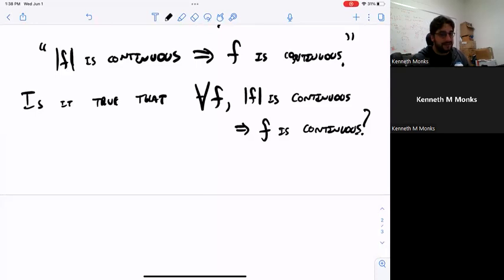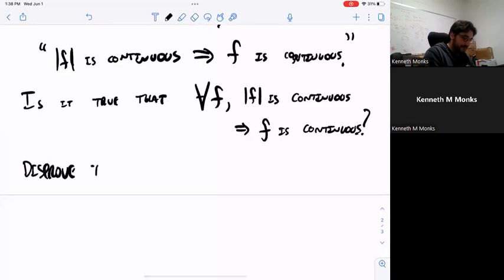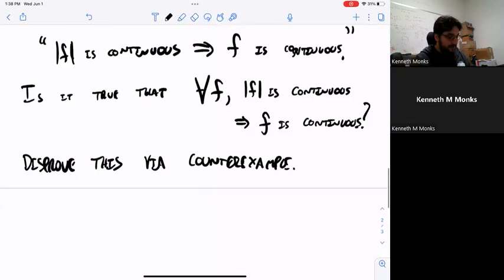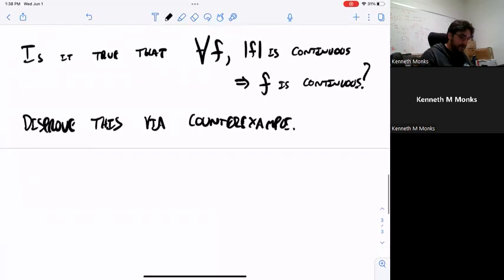And how will I demonstrate this? I'm going to disprove this via counterexample. And specifically, here's what I'm going to do. I'm going to just construct one. I'm going to construct this function.